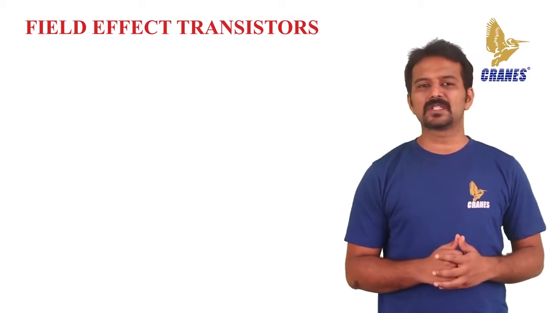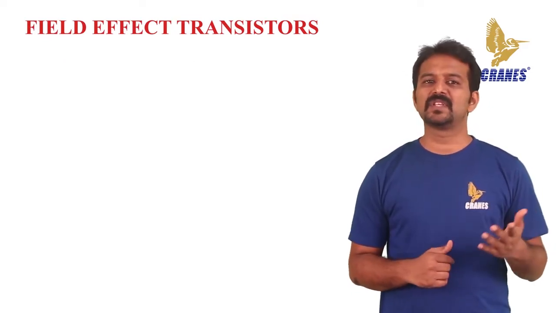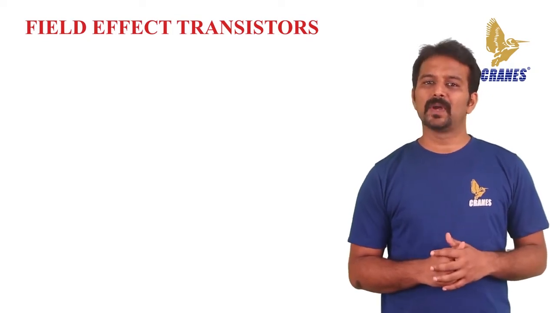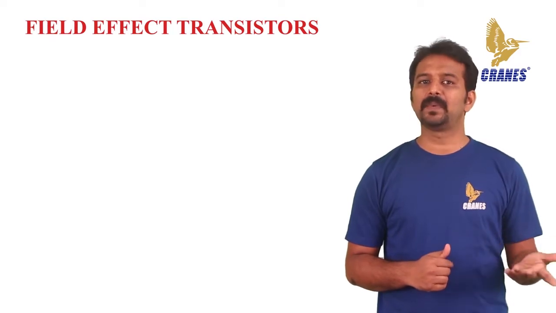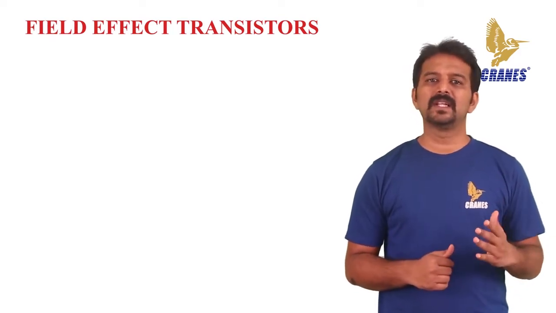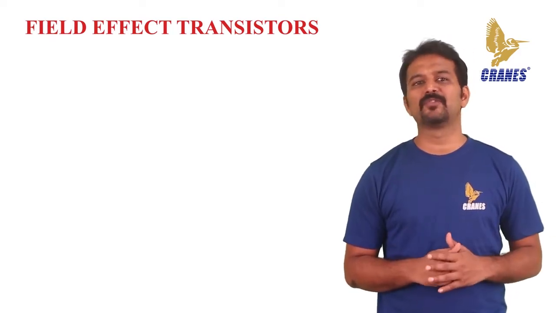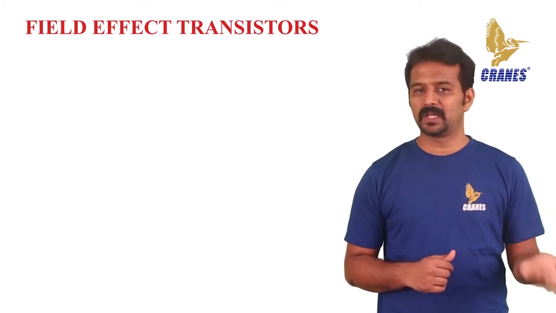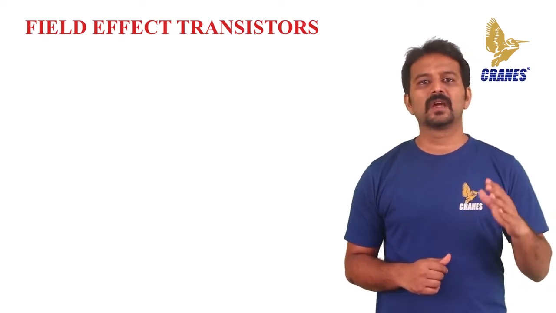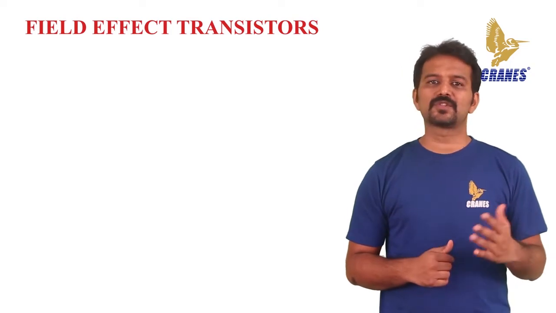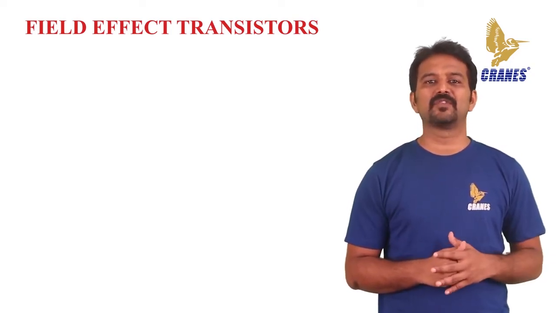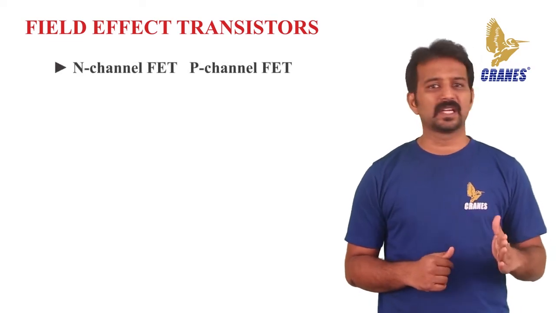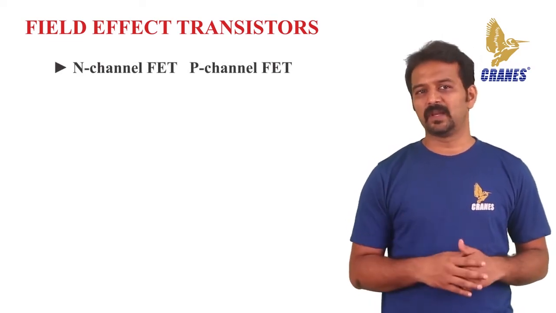In our previous BJT tutorials, we have seen that there are two basic types of bipolar junction transistor construction, NPN and PNP, which basically describe the physical arrangement of the P type and N type semiconductor materials from which they are made. This is also true of FETs, as there are also two basic classifications of FETs called the N channel FET and the P channel FET.